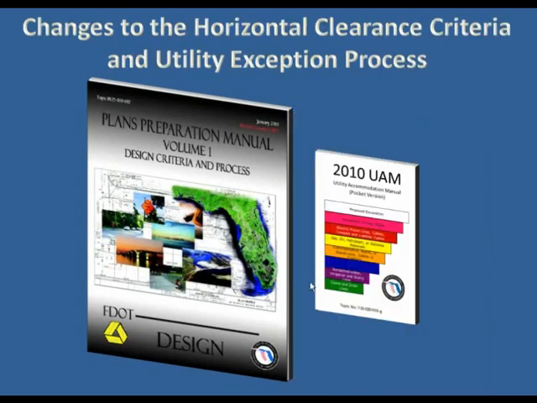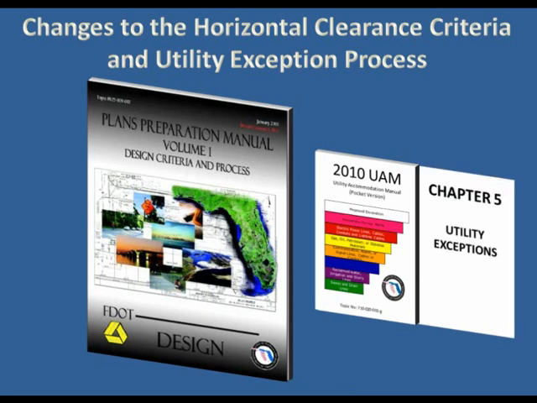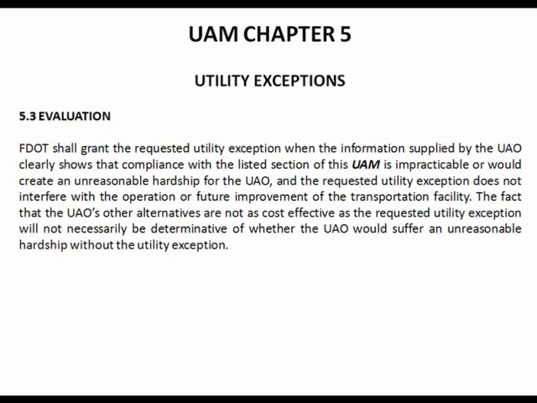The utility exception process is not in the Plans Preparation Manual because designers do not do utility exceptions. It's in the Utility Accommodation Manual. It's actually in Chapter 5 under Utility Exceptions. Chapter 5 says that FDOT shall grant the requested utility exception when the information supplied by the UAO clearly shows that compliance with the listed section of the UAM is impracticable or would create an unreasonable hardship for the UAO.